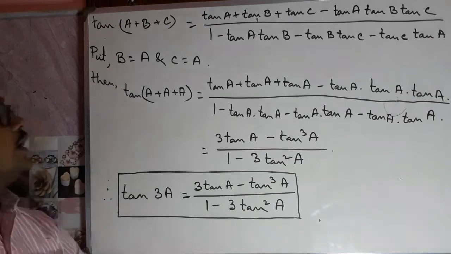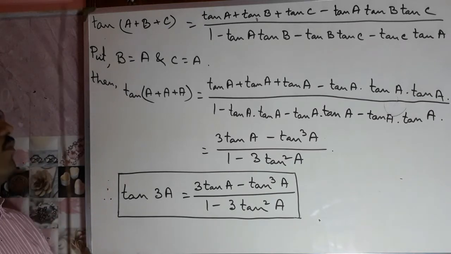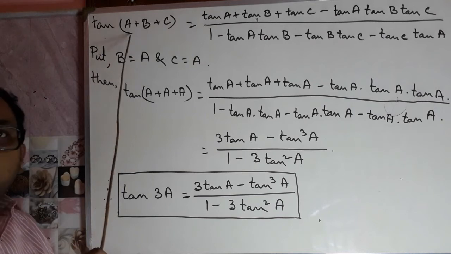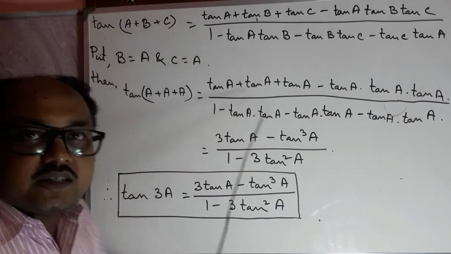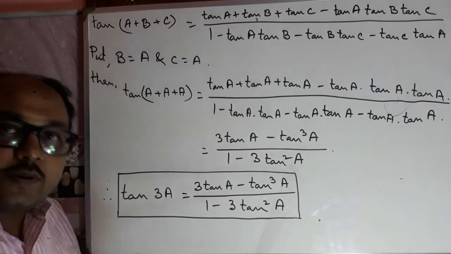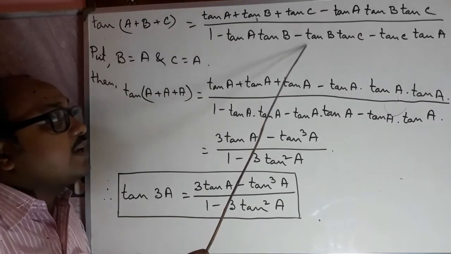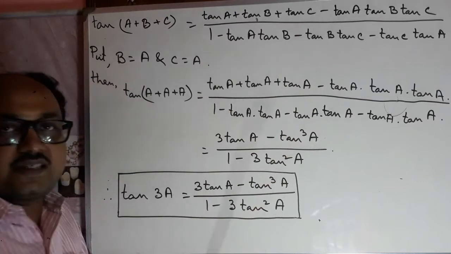Now tan 3A. What is the formula of tan 3A? We know the formula of tan(A + B + C), that is (tan A + tan B + tan C minus tan A tan B tan C) by (1 minus tan A tan B minus tan B tan C minus tan C tan A).